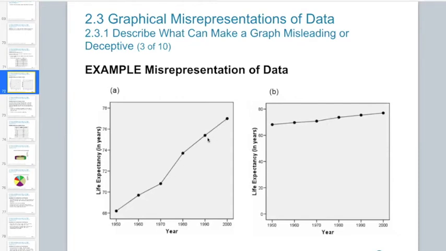So we have to be really careful. It's not bad to use one or the other of these. They're both good representations. But you have to be really careful. Make sure that both of your axes are labeled clearly and that your data is represented well.